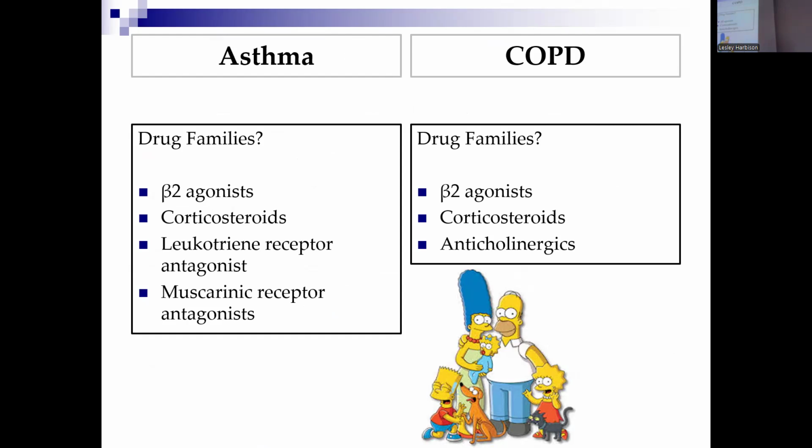So for asthma and for COPD, you can see there's a little bit of overlap. The beta-2 agonist is a major overlap, and then the corticosteroids. And then for asthma, we have leukotriene receptor agonist, muscarinic receptor agonist, and then we have different anticholinergic meds that someone with COPD might take that I don't think necessarily somebody with asthma would.